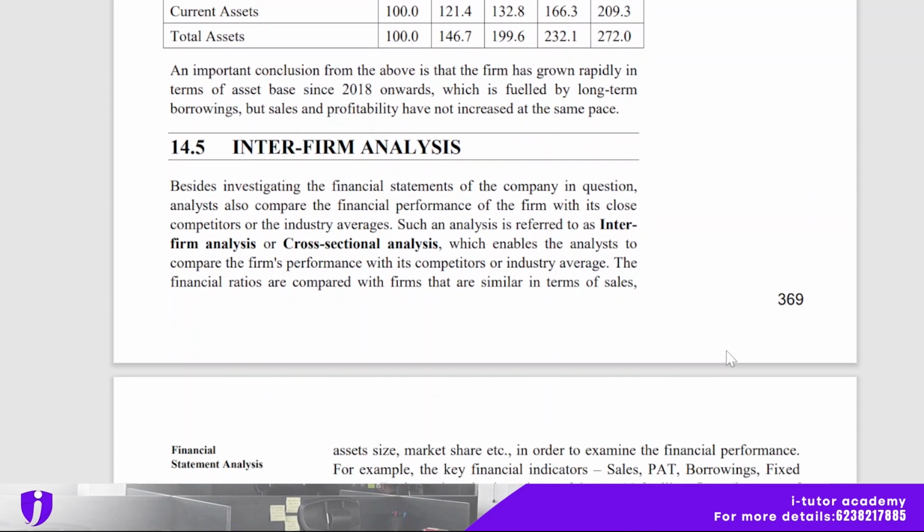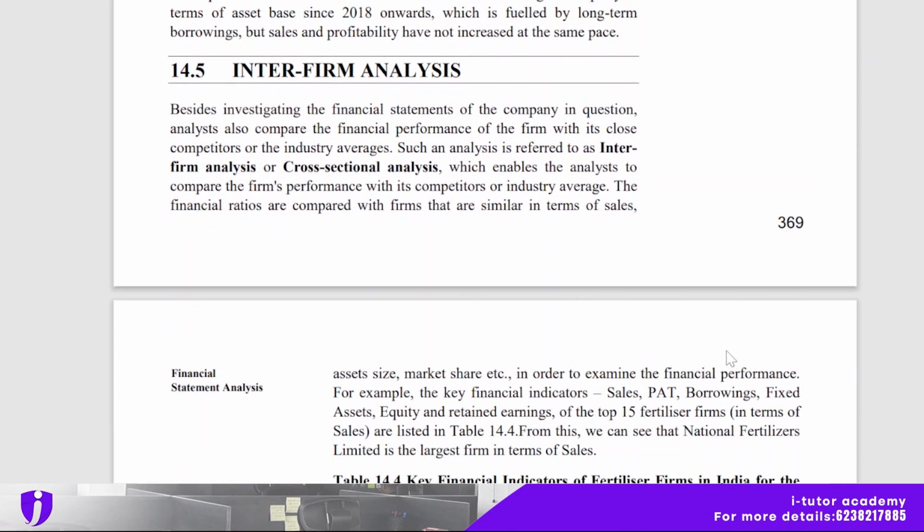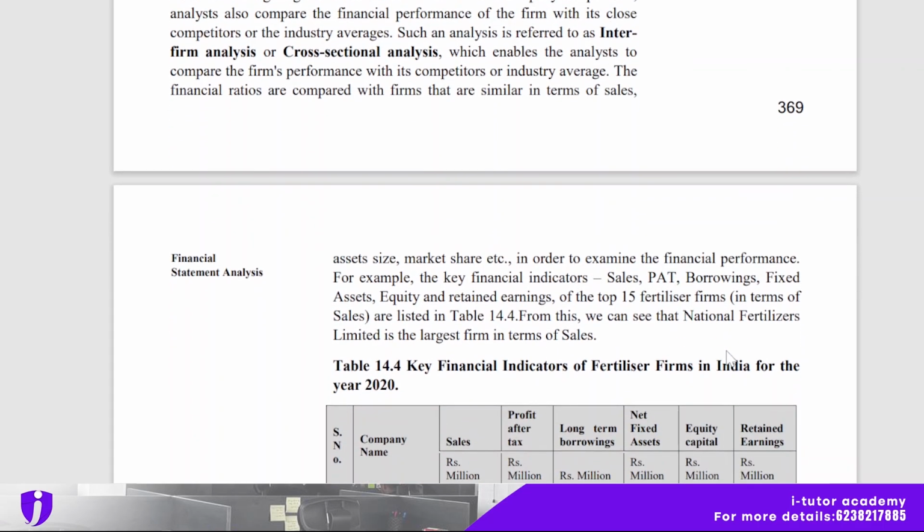And the interfirm analysis. Besides investigating the financial statements of the company in question, the analyst also compares the financial performance of the firm with its close competitors or the industry average. Such an analysis is referred to as interfirm analysis or cross sectional analysis, which enables the analyst to compare the firm's performance with its competitors or industry average. The financial ratios are compared with firms that are similar in terms of sales, asset size, market share, etc., in order to examine the financial performance.